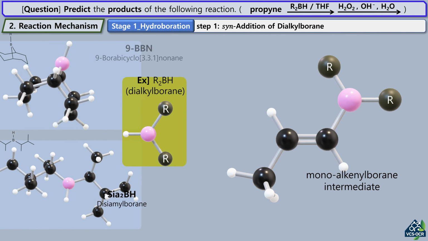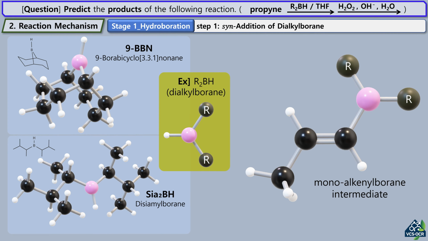Importantly, unlike simple borane, a dialkylborane contains only one B-H bond. As a result, the reaction stops after a single addition, yielding the desired monoalkylborane intermediate. In practice, sterically bulky reagents such as dicyamylborane and 9-BBN are commonly used for this purpose, as their size further enhances anti-Markovnikov selectivity and ensures clean formation of the desired intermediate.